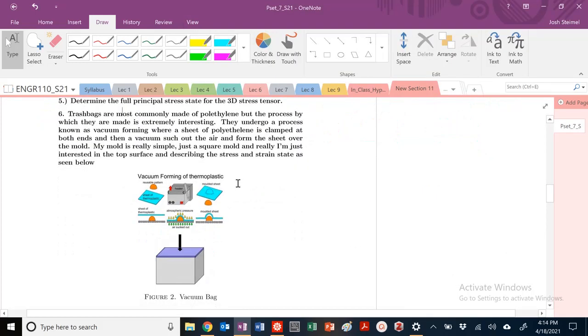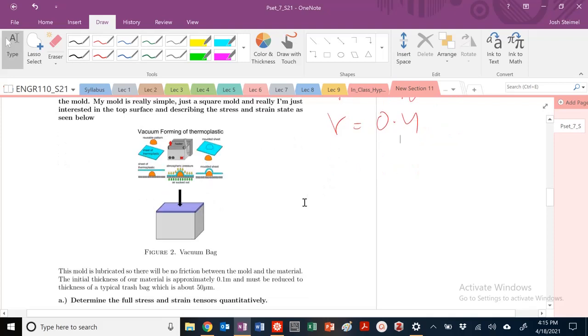Number 6, one of the more important problems that you'll see. Trash bags are commonly made of polyethylene. Polyethylene is a polymer, so I know my Young's modulus is 1 times 10 to the 9 Pascals, and my Poisson's ratio is 0.4. I'm pushing down on my polyethylene on a square mold. I want to define my coordinate system. I clearly have a stress in the 3,3 direction. There's no constraint otherwise.